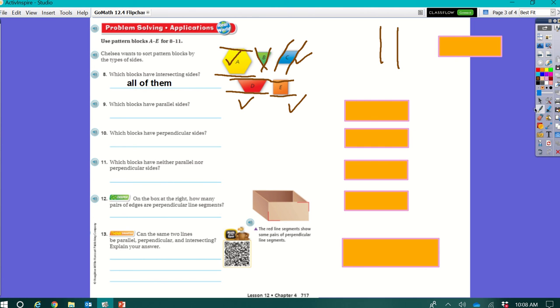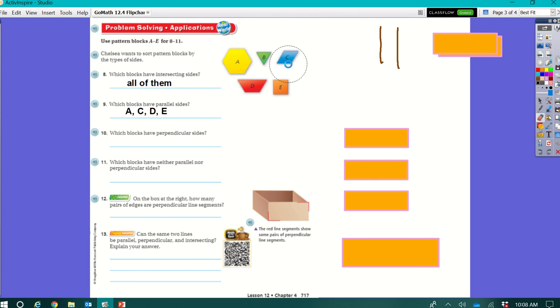Okay, so when we're writing our answer for number 9, which blocks have parallel sides? You should have answered A, C, D, and E. B is the only one that does not have parallel sides. Okay, so again, I'm going to erase what I did and look at number 10.